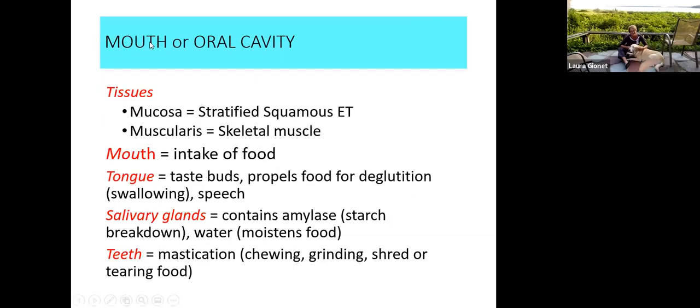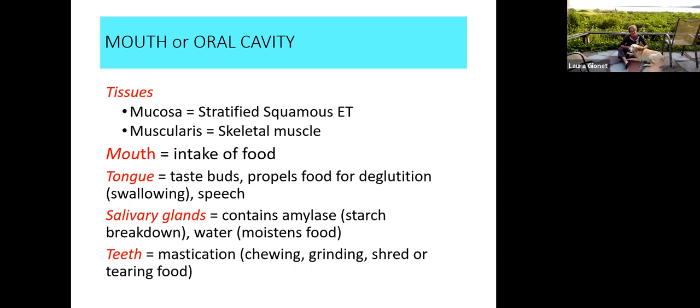Okay, so let's start in the mouth, or the oral cavity. Now, the primary tissue is stratified squamous epithelium, and the muscular tissue is skeletal muscle because that's under volitional control. The mouth is the point of intake of food. The tongue is where we have taste buds, and it propels food for deglutition, or swallowing.